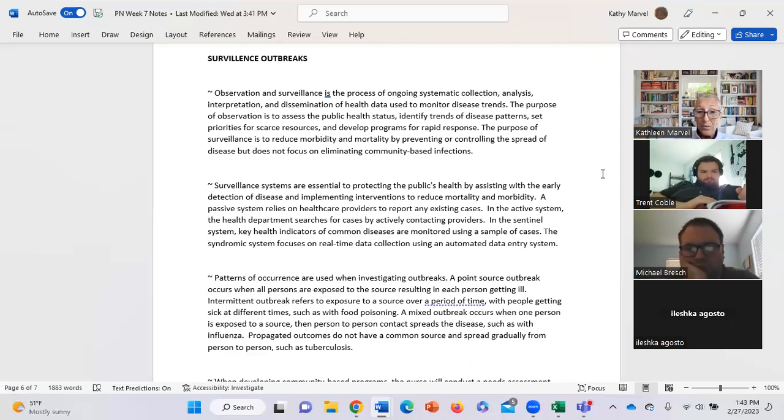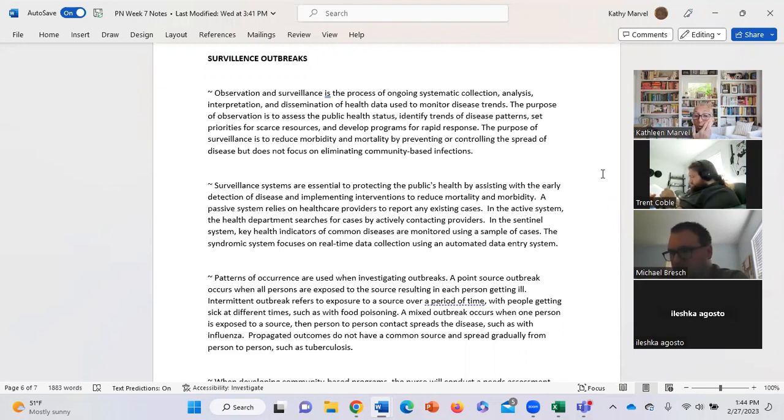So that's a passive system where the health department is relying on people to report, whether it's a long-term care facility, a doctor's office, a hospital, an emergency room, a school, a workplace. We are all reporting to them. And then as it moves into the active system, the health department is the lead investigator.